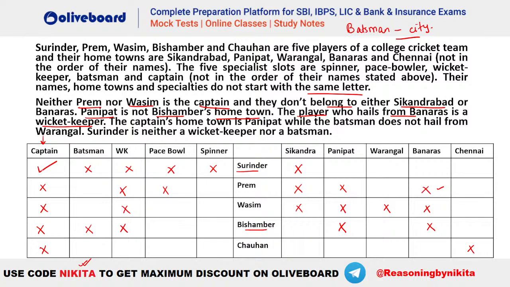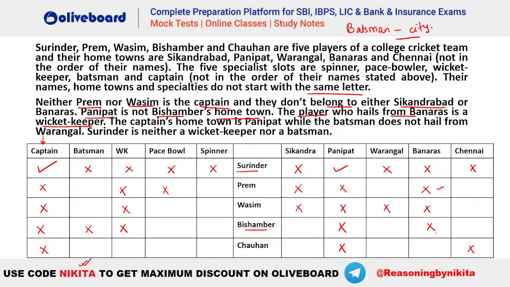Okay. Now captain is from Panipat, that is given. So that means if Surinder is the captain, he must be the person from Panipat. So if Surinder is from Panipat, that means nobody else should be from Panipat. So Chauhan is not from Panipat. And if Surinder is from Panipat, he cannot be from Warangal, he cannot be from Banaras, he cannot be from Chennai, right?